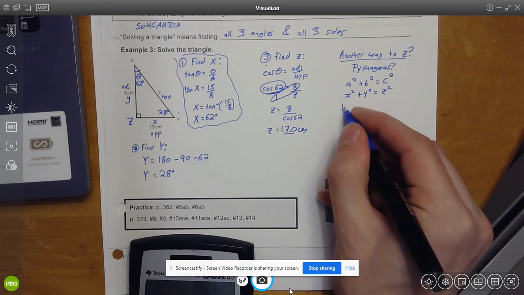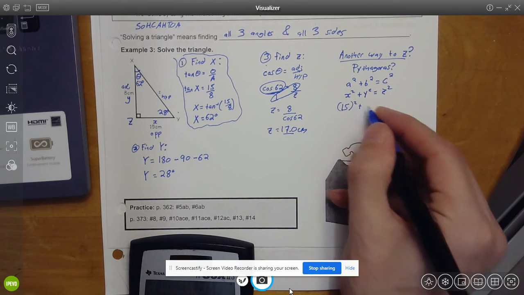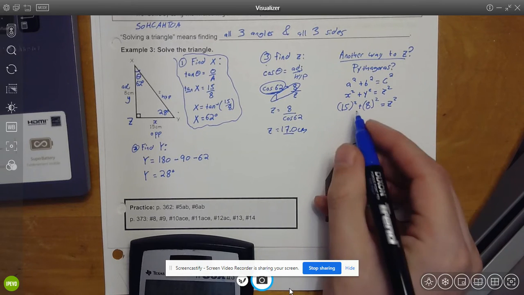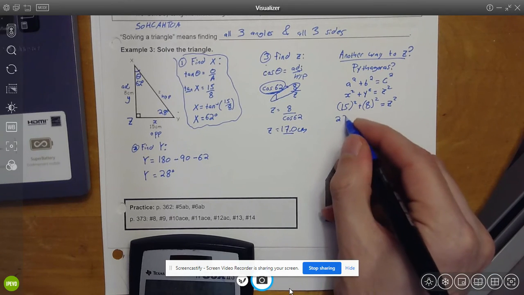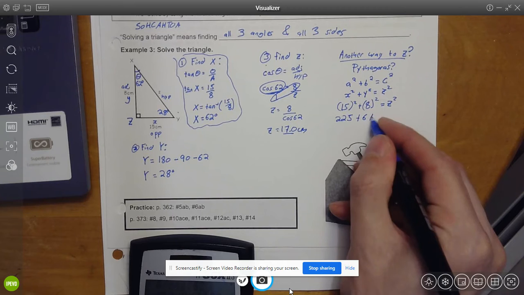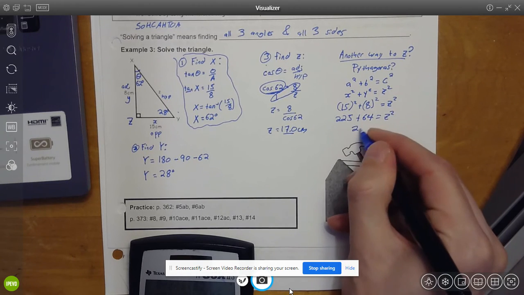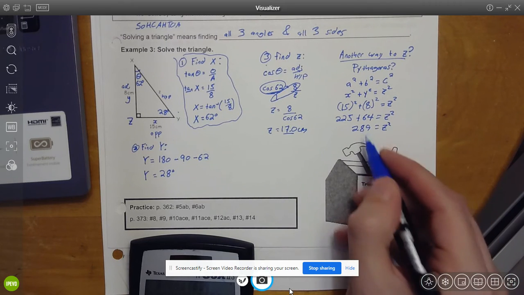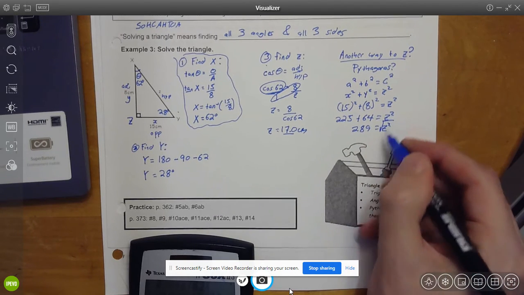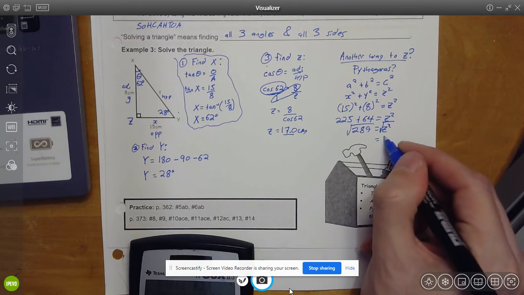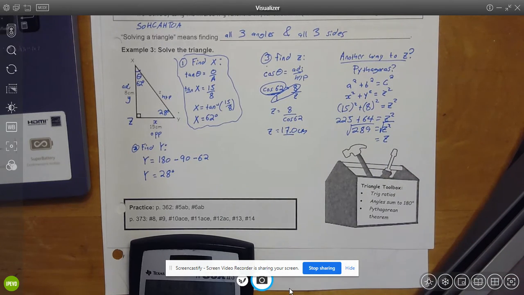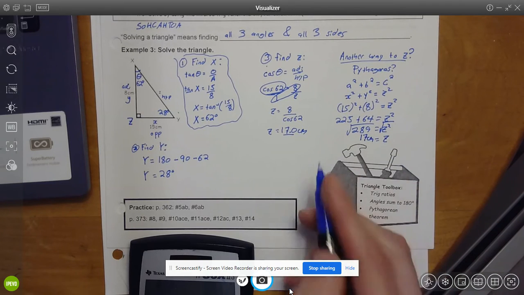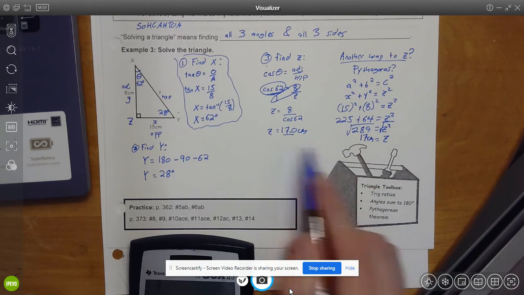So what is x? In this case, x is 15, y is 8, and I'm trying to solve for z. 15 squared, 15 times 15 is 225, plus 8 times 8 is 64. I could collect. And now to solve for z, well, z squared is 289. So to get z by itself, I can take the square root of both sides. Z is the square root of 289, which is 17. So you notice you get the same answer whether you use Pythagoras or trigonometry.